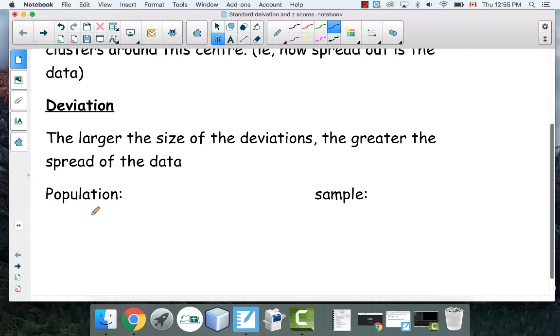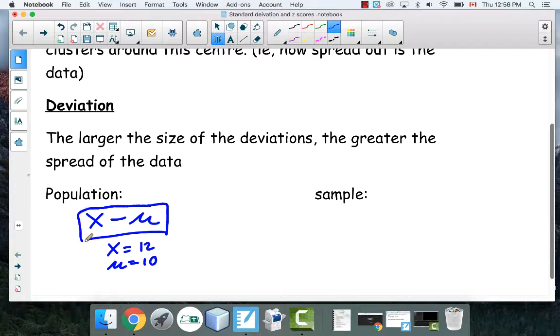So there's a formula we're going to use. For population, it's going to be your data point x. You basically just subtract the mean. This is the symbol for the mean of a population. So as a quick example, if x was 12 and my mean was 10, then the deviation on this point is 2. It's 2 away from the mean. Okay, so that's your equation right here. That's for the single deviation of a single point.